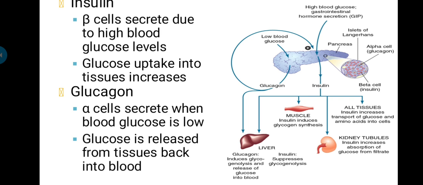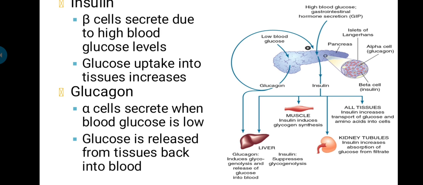What is the effect? Gastrointestinal hormone secretion is increased. One of them is GIP, glucose dependent insulinotropic polypeptide, and in the islet of Langerhans, the alpha cell liberates glucagon, the beta cell liberates insulin. With increased effect of insulin, in muscle, insulin induces glycogen synthesis, and in all tissues insulin increases transfer of the glucose and amino acid into cells. So insulin increases the glucose uptake by all the tissues, and in kidney tubules insulin also increases the absorption of the glucose from the filtrate. And in liver, what is the effect? Glucagon induces glycogenolysis and release of the glucose into the blood, but insulin has the opposite effect.